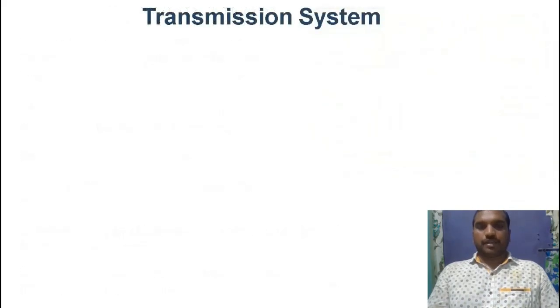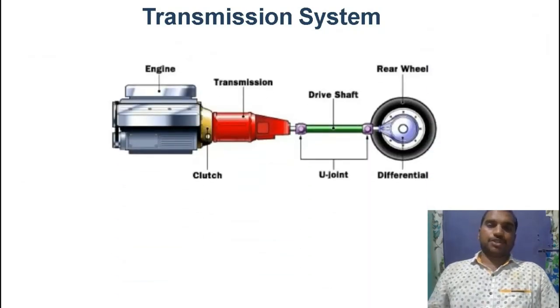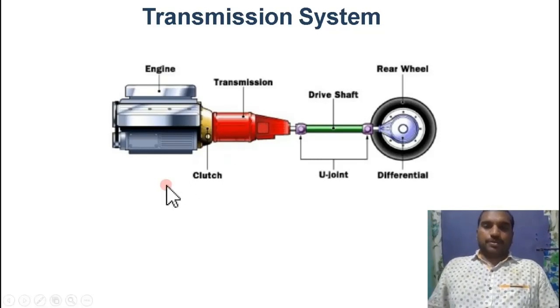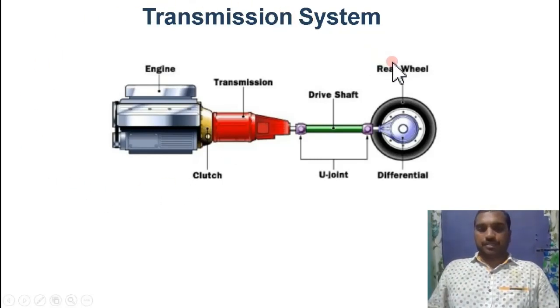Coming to the next topic, the transmission system. What are the components present in the transmission system? The clutch, transmission box or gearbox, universal joints, propeller shaft or drive shaft, differential, rear wheels, and tires.